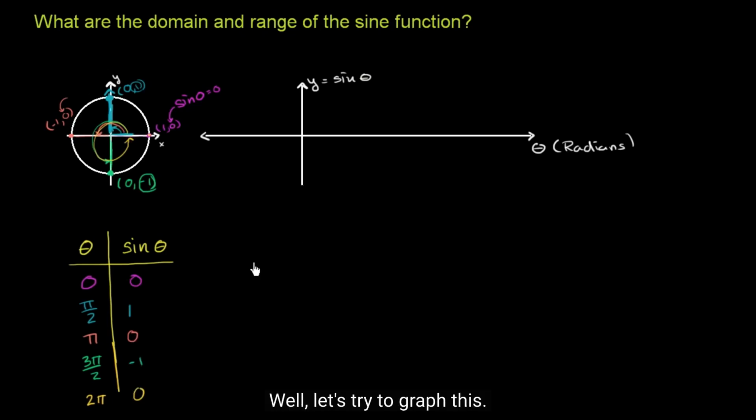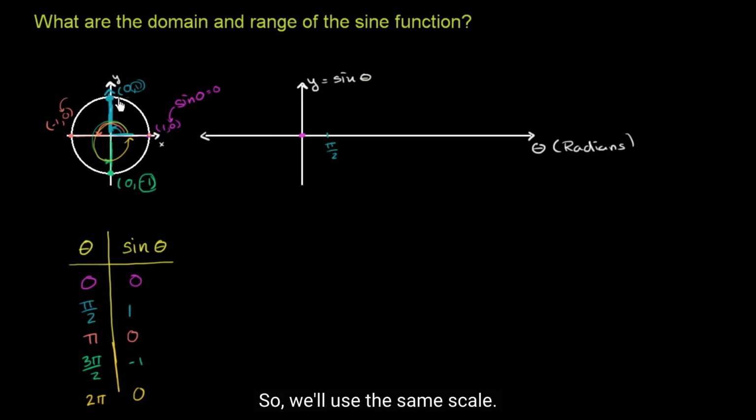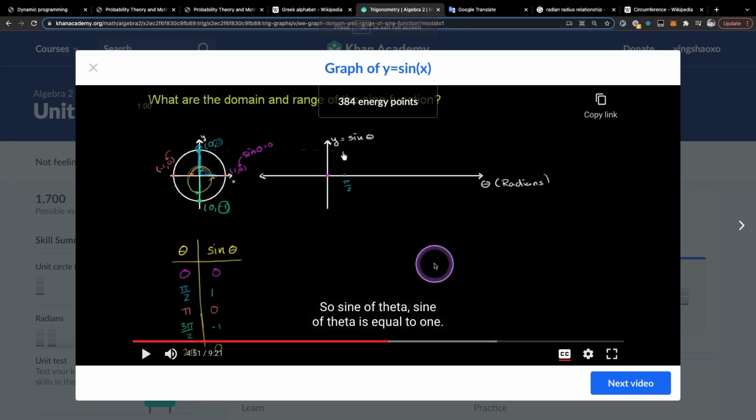Well, let's try to graph this. So when theta is equal to 0, sine of theta is 0. When theta is equal to pi over 2, sine of theta is 1. So we'll use the same scale. So sine of theta. Basically, this will tell us the domain and the range of the sine function. Let's first talk about the range. What would the y values be for a sine function? Well, it would be values between -1 and +1. That's the range of the sine function.